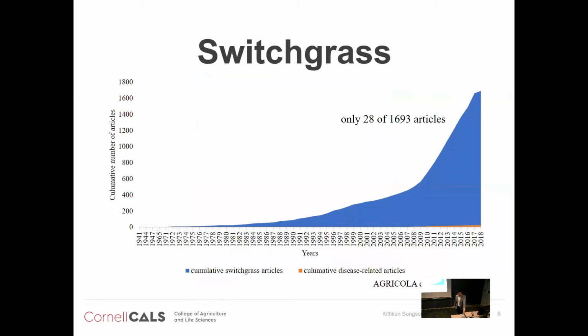Surprisingly, after domestication in the 1970s, there are only about 1,700 publications on switchgrass, and only 28 of them are related to disease. Even though John mentioned that there are lots of diseases in switchgrass, such as rust and anthracnose, and of course, the disease caused by Bipolaris oryzae.